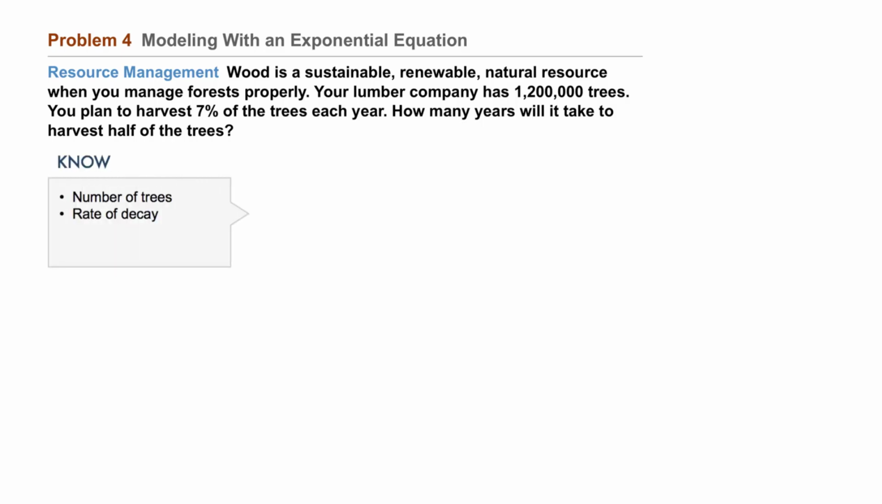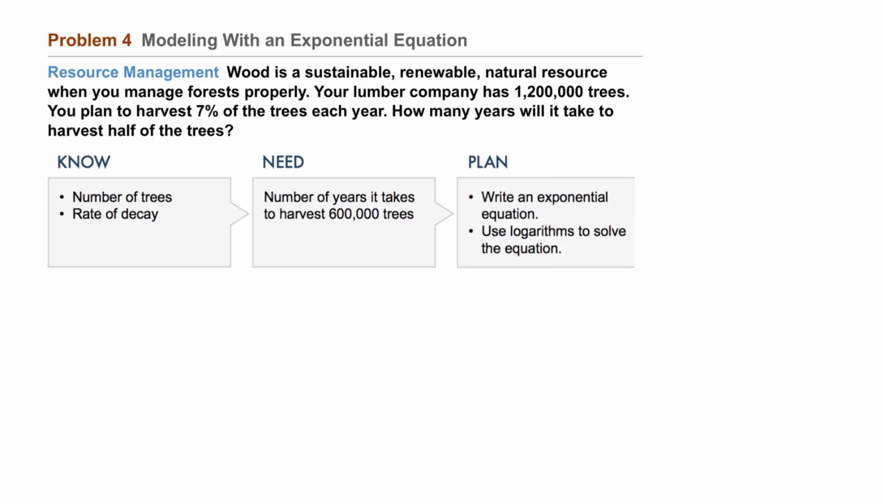First, consider what you know. You know the number of trees and the rate of decay. Then consider what you need. You need the number of years it takes to harvest 600,000 trees, or half of the original 1.2 million. And your plan: write an exponential equation. Use logarithms to solve the equation.